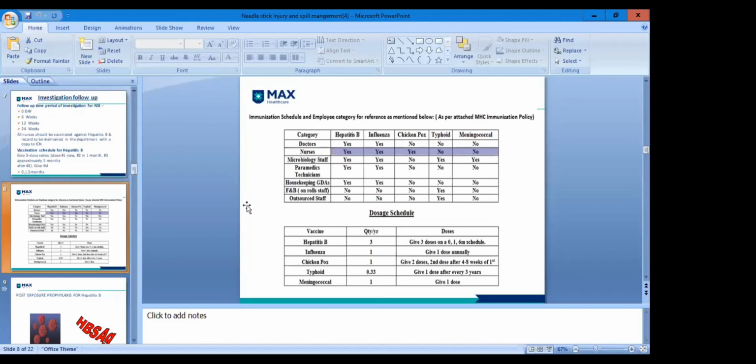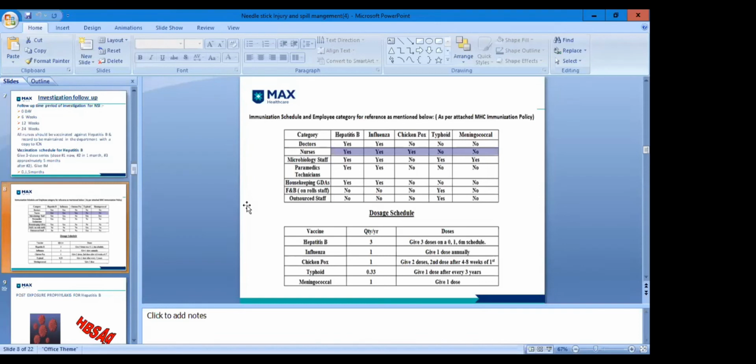Then there's another vaccine, which is typhoid. It is usually given for microbiology staff and F&B staff. For outsourced staff, we usually don't give the typhoid vaccine. We usually try to find out if they are not having diarrheal diseases and so on. Meningococcal vaccine is a must for our microbiology staff, because we come across areas where infectious phases can occur.